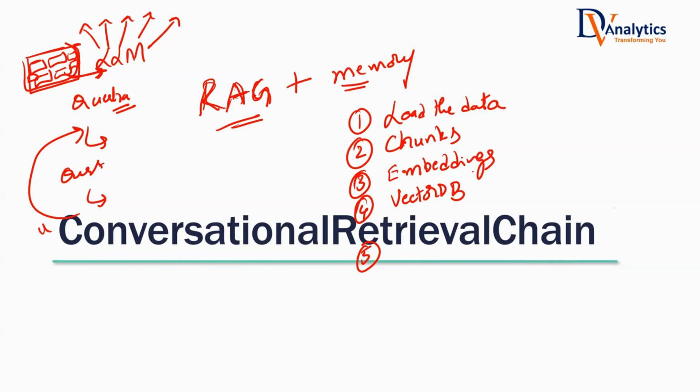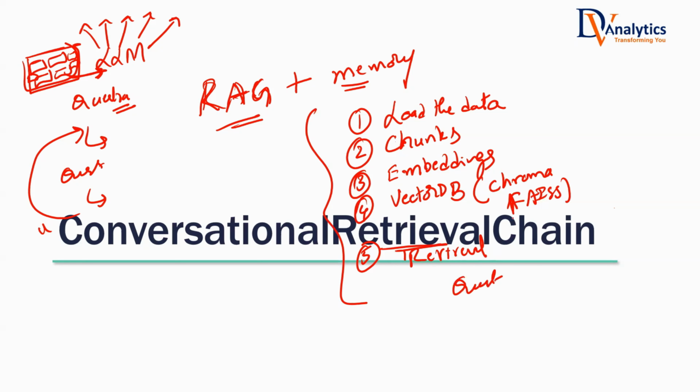Give me an example of one or a couple of vector databases that you know. ChromaDB is one of the vector databases. FAISS, Facebook's one, is another vector database. And then finally, retrieval, isn't it? Remember these 5 steps. Now we will try to use all these 5 steps, but earlier in the retrieval, it was just a retrieval Q&A chain. We used to ask a question, then we used to get an answer. Now we will try to do a conversational retrieval chain.